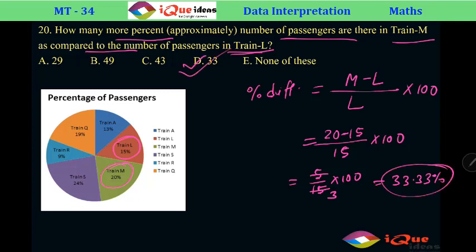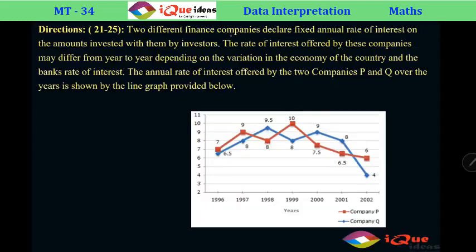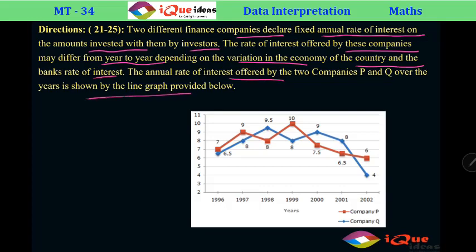Alright, so this was a very beautiful, very simple set of questions. Now let's take up the next set of data. Look at this carefully. It says two different finance companies declare fixed annual rate of interest on the amounts invested with them by investor. The rate of interest offered by the companies may differ from year to year depending upon the variation of the company, economy, and the country and the bank's rate of interest. Perfect. The annual rate of interest offered by the two companies P and Q over the years is shown, right?